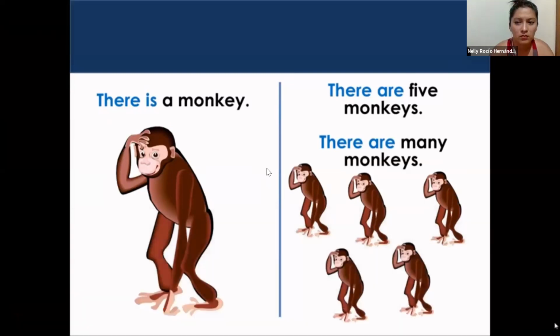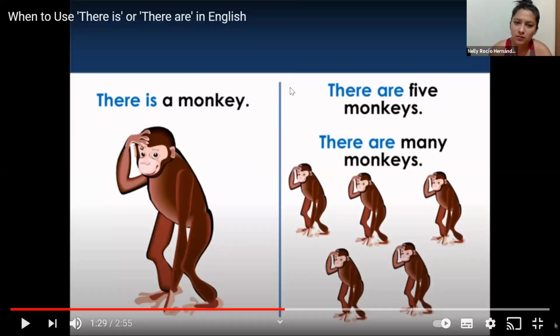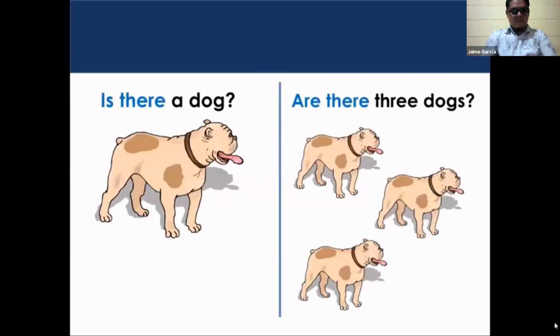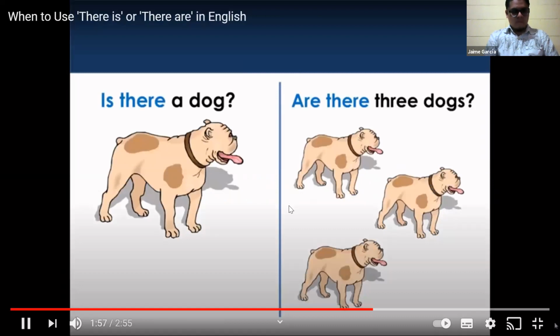Any. Again, there are five monkeys. There are many monkeys. Now let's learn how to ask questions with there is and there are. All you're going to do is switch the word order. So instead of saying there is, you'll say is there? And instead of saying there are, you will say are there? Let's look at some examples. Is there a dog? So is there one dog? Is there a dog? Are there three dogs?